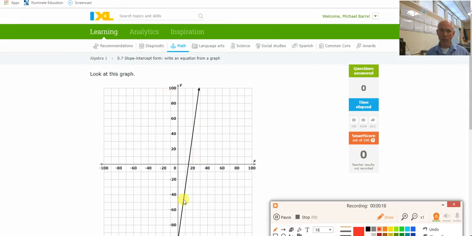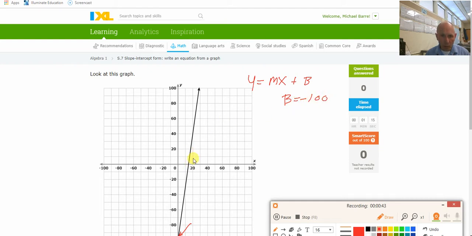So what do I need to build a slope-intercept equation? I need two things. So it's y equals mx plus b. So I need the b, which is right down there. It's probably off the screen. I feel like that b is at negative 100 down here. So can you see it? It's off my screen. But I think b is negative 100.